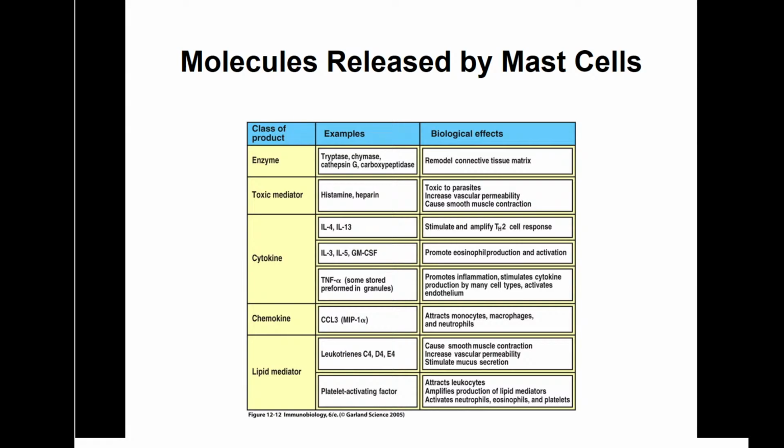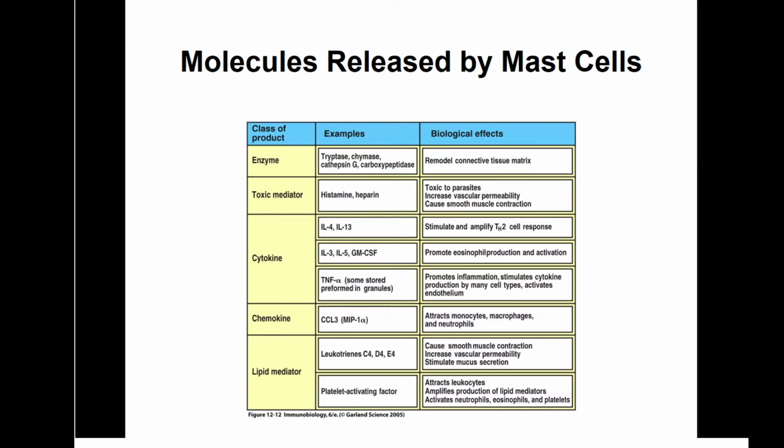As I said, there are some biologically active substances that are released from mast cells. There you can see them, and as I said, they affect target cells and cause some clinical symptoms. Enzymes like chymase, tryptase and cathepsin remodel the connective tissue matrix. And there are toxic mediators like histamine and heparin. They increase vascular permeability and cause smooth muscle contraction.